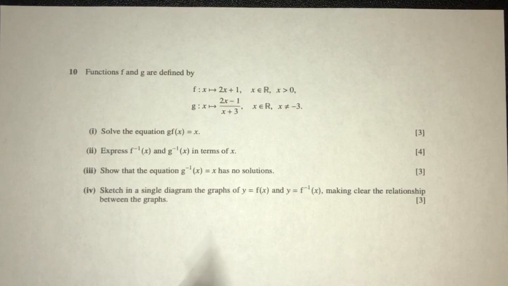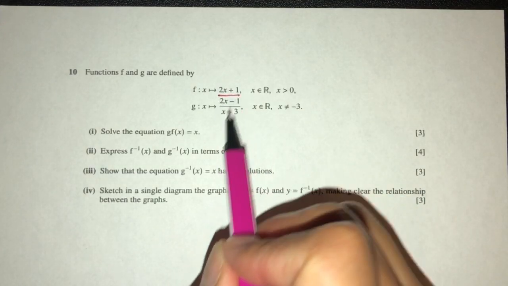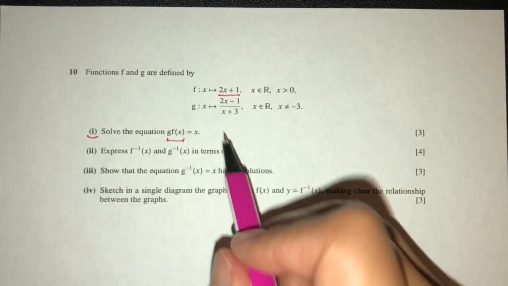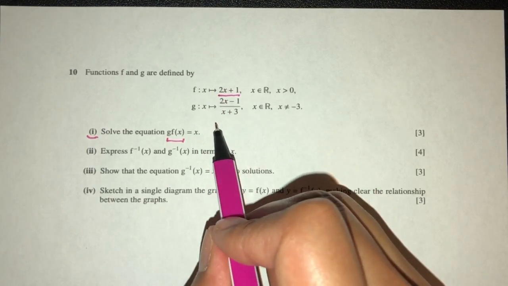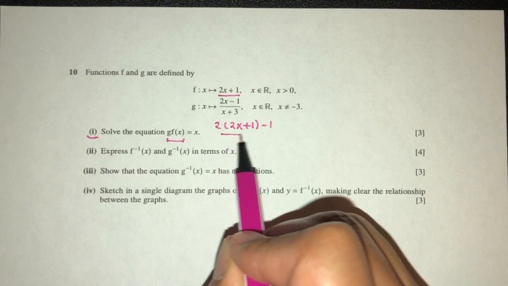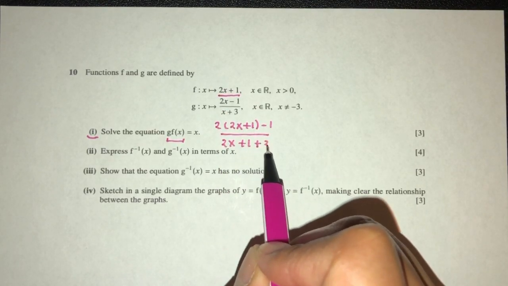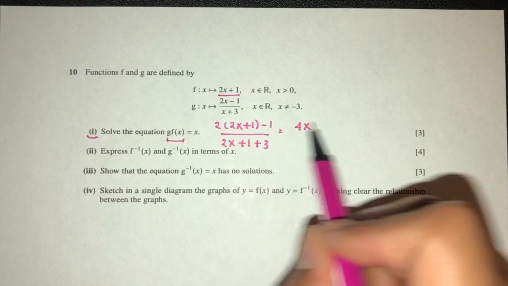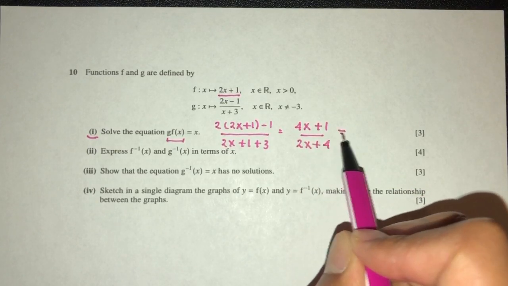Functions f and g are defined by these two, right? As you can see here, this is simply a straight line and this will be a curve. Now part 1, we have to solve this equation. So let's first find this one. What is gf(x)? So pretty easy. gf(x), that will be 2 times f(x), that will be 2x plus 1, minus 1. Here we have f(x), that will be 2x plus 1, plus 3. Simplify, you will have 4x, so plus 2 minus 1 is plus 1, over 2x plus 4, is equal to the value of x.